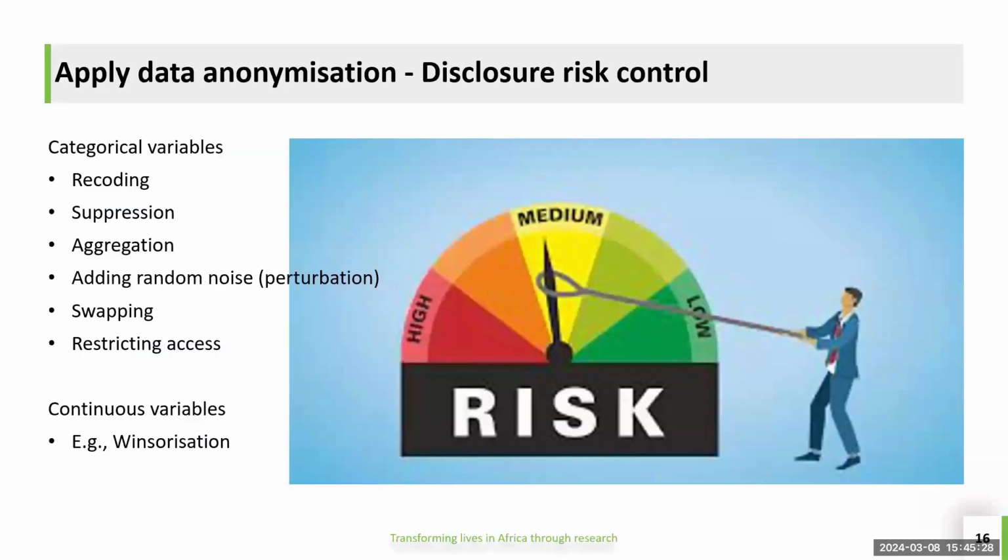You have assessed the level, you now know, okay, this is my level of risk. Then you apply data anonymization or disclosure risk control. There are different methods depending on whether a variable is categorical or continuous. But some of the things that work with categorical variables do not exactly work with continuous variables. So what you're trying to do now is, you have seen what the level of risk is when you assessed, you want to try and reduce it. So some of the methods for doing this for categorical variables is recoding.